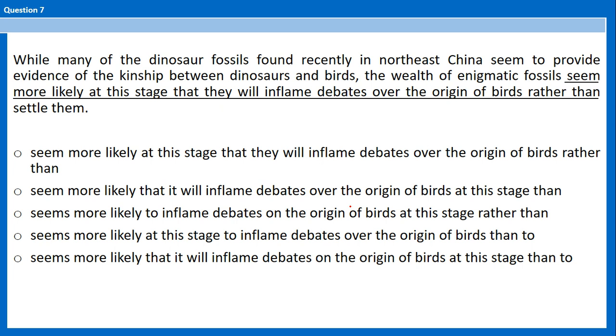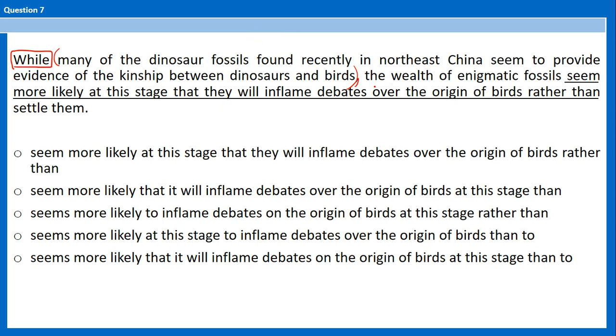Focus on the subject and the verb. You're starting with a subordinator here, "while." Okay? So, while many of the dinosaur fossils found recently in northeast China seem to provide evidence of the kinship between dinosaurs and birds, that whole thing is a subordinated construction.